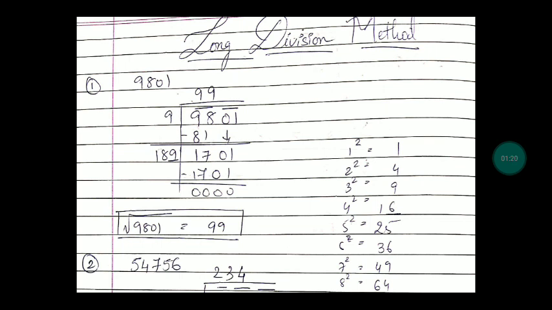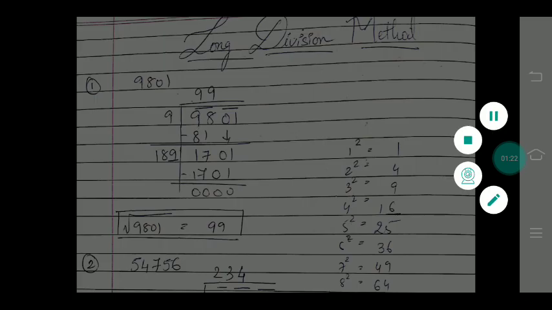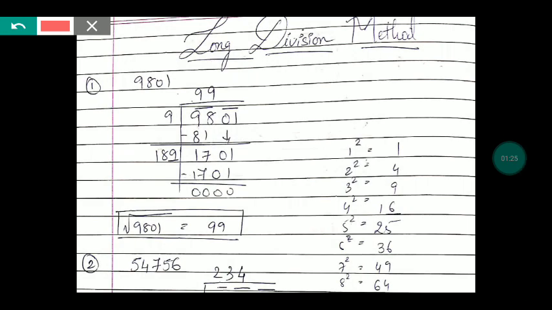In this method, the first thing you will do is divide the number into groups. Here it is square. Square means twice. So you will divide the number into groups of 2 from the units digit place. So this is our first group. This is our second group. 01 and 98. You can see over here 01 and 98 are two separate groups.